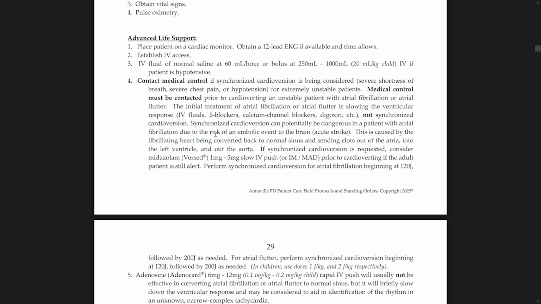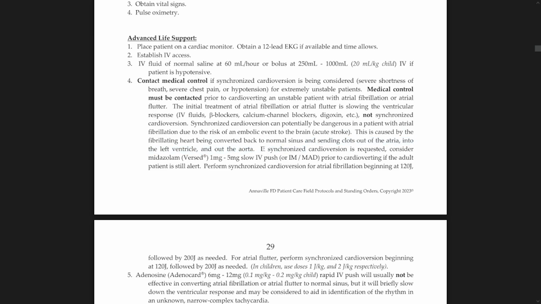The atria are churning up blood. You're potentially developing a blood clot, and whenever you do this, you can cause it to travel upwards towards the brain, causing a stroke. This is caused by the fibrillating heart being converted back to a normal sinus rhythm and sending clots out of the atria into the left ventricle and out of the aorta.